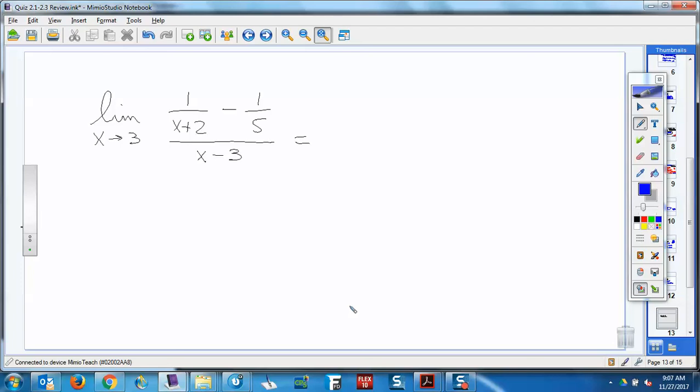It doesn't look anything like f of a plus h minus f of a. It doesn't look anything like it. Doesn't matter. It's just a limit problem. We're going to do it. Now, the first thing you do is plug in a 3, right? First thing you do is plug in a 3. What do you get? 1/5 minus 1/5 is 0. 3 minus 3 is 0. You get 0, 0, which tells you to keep going.